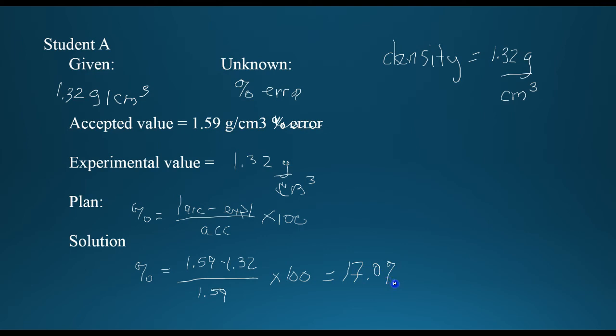That means that the student's experimental value is 17% different from the true or the accepted value. 17% is a little bit on the high side. Me personally, I like to accept within 10%, whether it's high or low, above or below the accepted value.